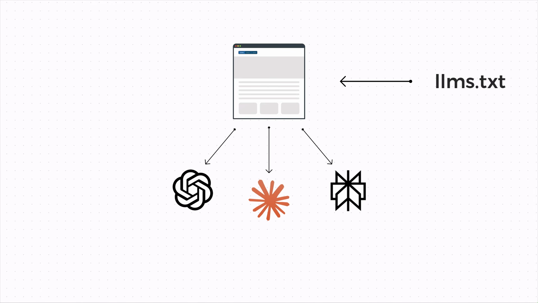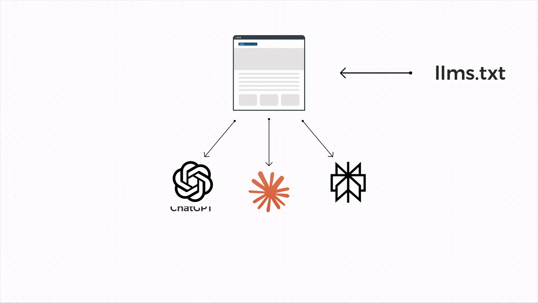llms.txt is a simple text file you place on your website to make it easier for large language models like ChatGPT, Claude, Perplexity, and others to better understand which parts of your website are more useful. It's kind of like giving these AI tools a reading list. You're not controlling what they do, but you're giving them a clear map. Like, here are the articles, guides, and pages that best explain what my site is about. Use it at your will.